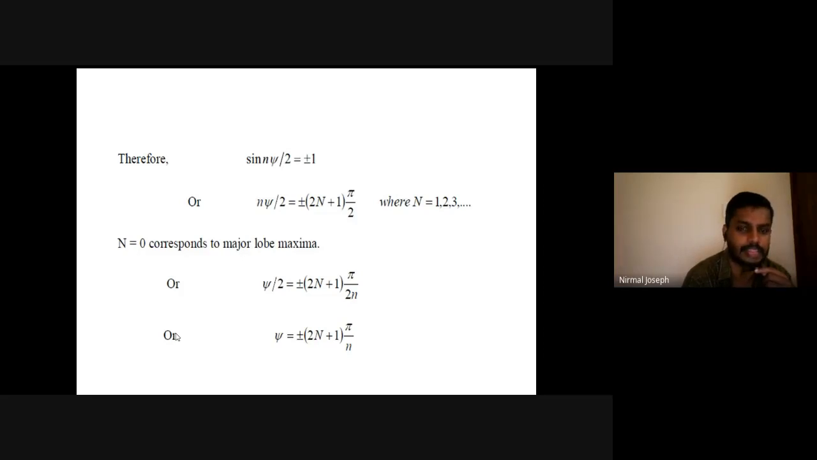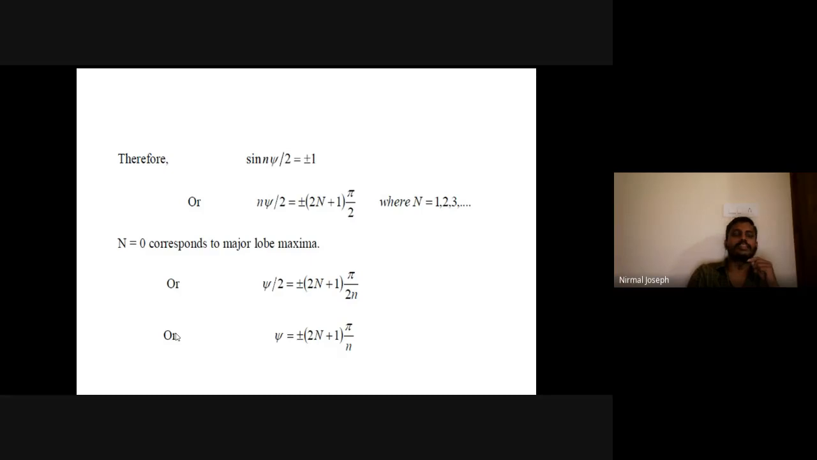All these steps we have done already. I think we are remembering. n psi by 2 is equal to 2n plus 1 into pi by 2, since sine pi by 2 only gives this plus or minus 1 quantity. Sine pi by 2 or 3 pi by 2, like that. Only odd multiples of 90 degrees, or only odd multiples of pi by 2, will give sine a value of plus or minus 1.